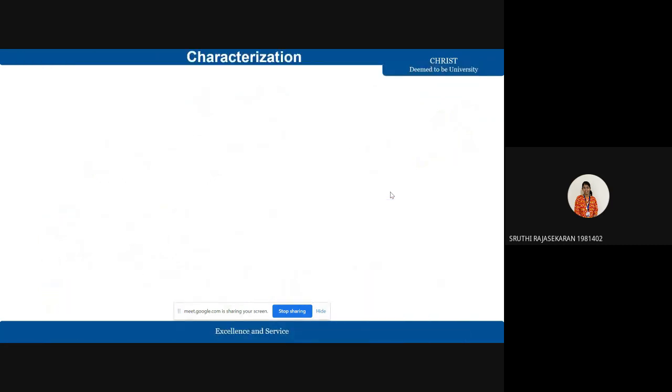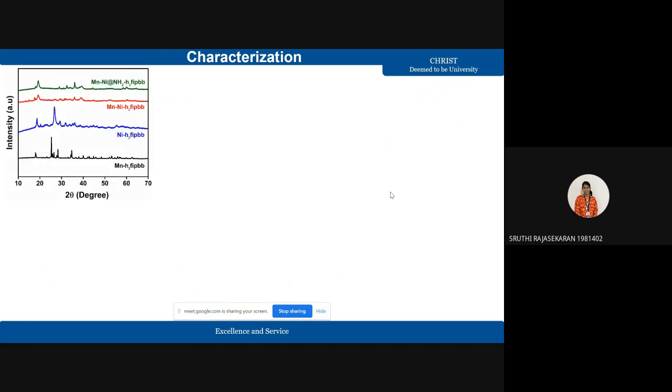The synthesized MOF was then characterized by various characterization techniques. From the XRD pattern, we could see only a change in the intensity, which confirmed that the crystal structure is not disturbed even after the incorporation of the co-ligand into the bimetallic organic framework after functionalization.